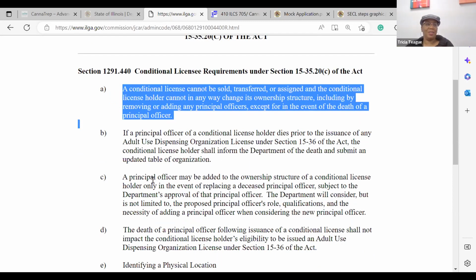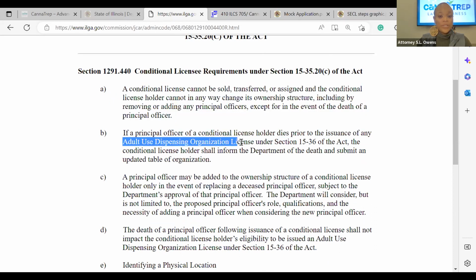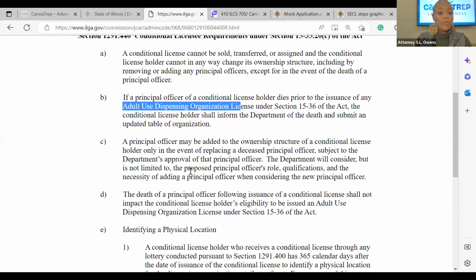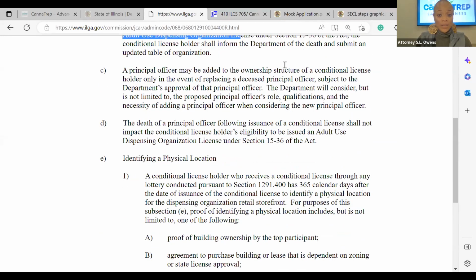All right. The next. And they talk a little bit more about this. If the principal officer of a conditional license holder dies prior to issuance of the final license, which is called the adult use dispensing organization license, the conditional license holder shall inform the department of the death and submit an updated table of organization. A principal officer may be added to the ownership structure of a conditional license holder only in the event of replacing a deceased principal officer, subject to department approval of that principal officer. The department will consider, but is not limited to, the proposed principal officer's role, qualifications, and the necessity of adding a principal officer when considering the new principal officer.